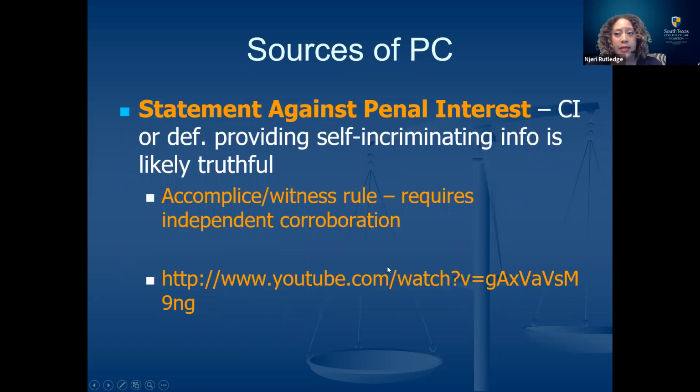And then there's the statement against penal interest. If you have a confidential informant or defendant giving self-incriminating information, the presumption there is that it is probably truthful. Now, this is different than when we're in trial or in court with the accomplice witness rule. That requires independent corroboration. But for probable cause for a search warrant, a statement against penal interest by a CI or a defendant is sufficient.